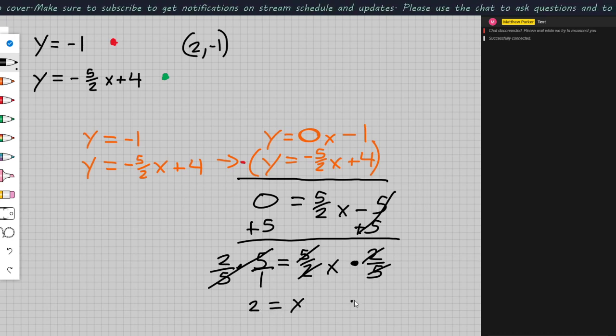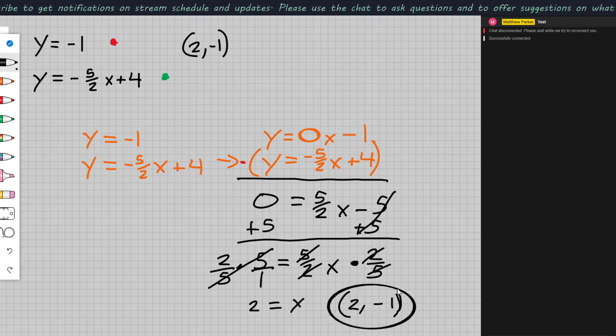And again, that would be just 2, -1, because the -1 was already solved for us. I know it went pretty fast through that last method of solving it, so if you have questions, please let me know.